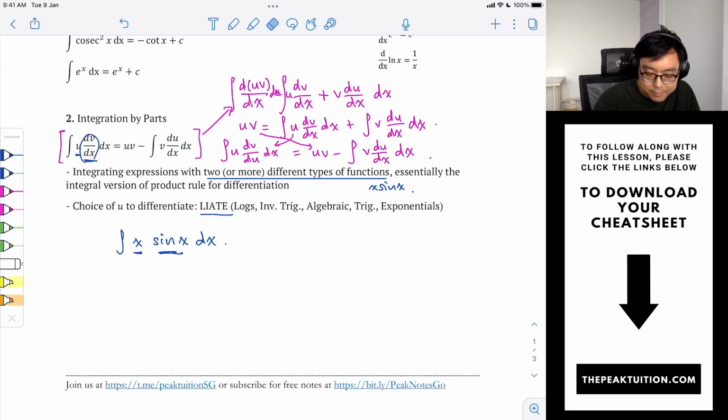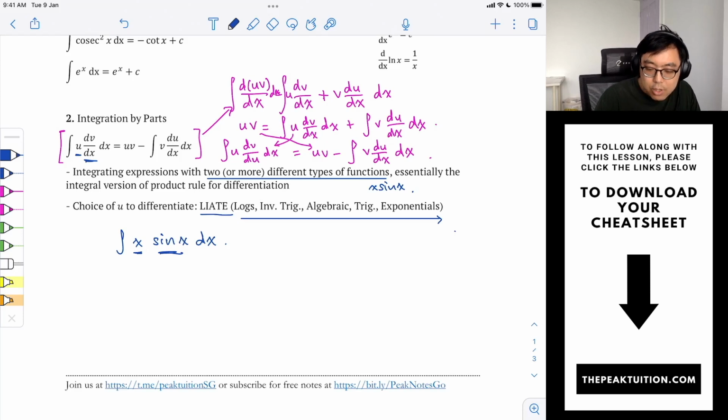When this happens, we are hoping that we get a term here that is more easily integrable. As such, when we choose the u in this order, we will end up, most of the time, with a more easily integrable function. So let's try this example.